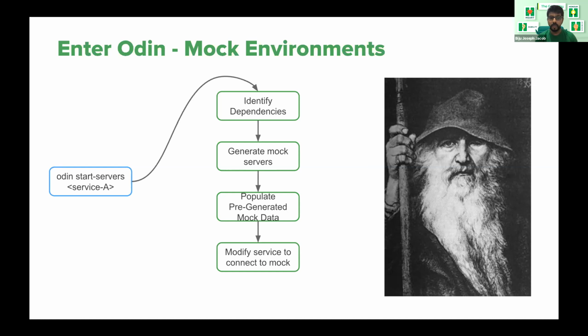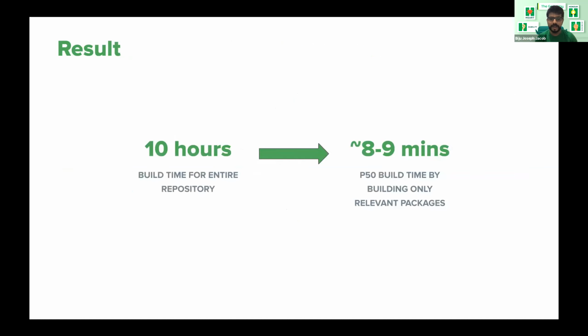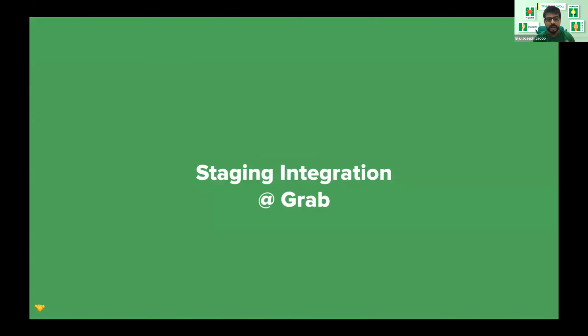With all of those tools, what we've come down to is that 10 hours of build time for the entire repository has now come down to 8 to 9 minutes on the median time, the P50 build time, because we only build relevant packages and we use some of the other mechanisms I spoke about. The build automation team at Grab has done a fantastic job to drive this journey, and it's something that they're very proud of. All right, Sylvain, back to you to talk about integrating to staging.